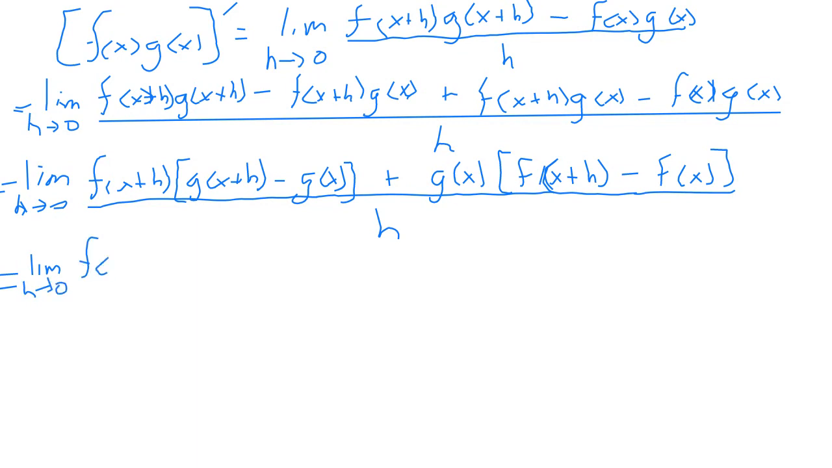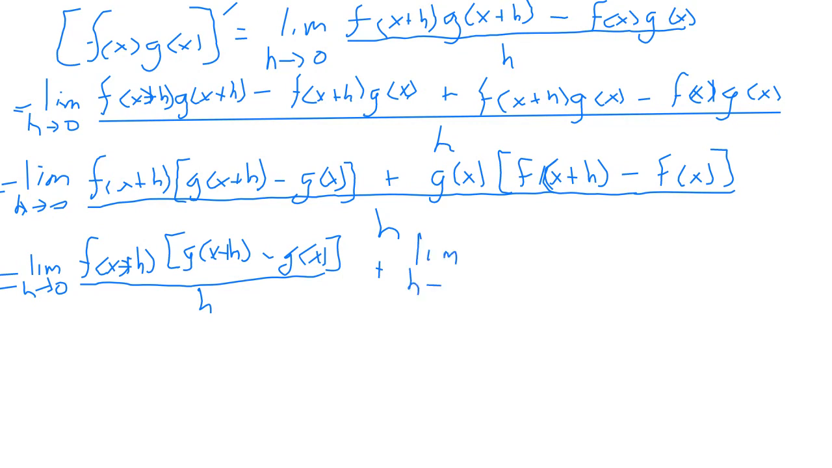So we have the limit of f of x plus h times g of x plus h minus g of x, all over h, plus the limit as h tends to 0 of g of x times f of x plus h minus f of x, all over h.